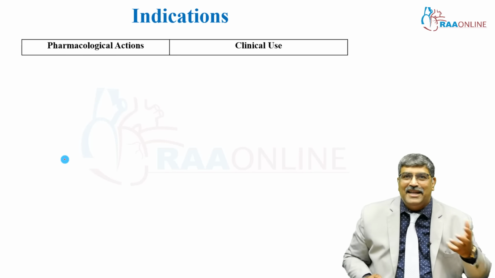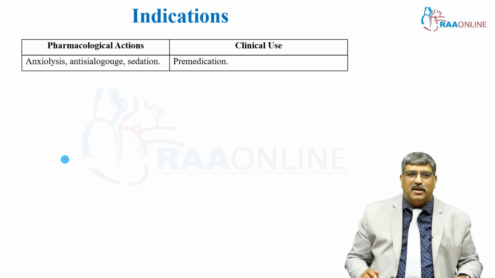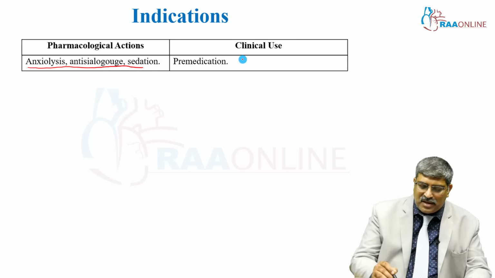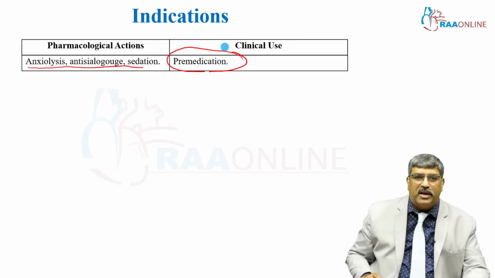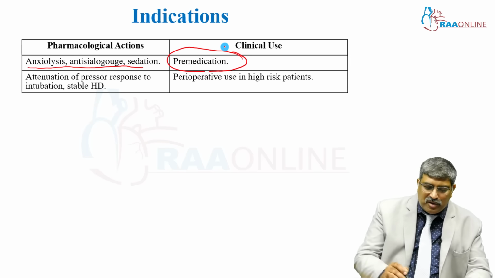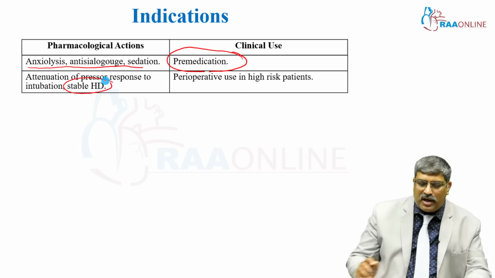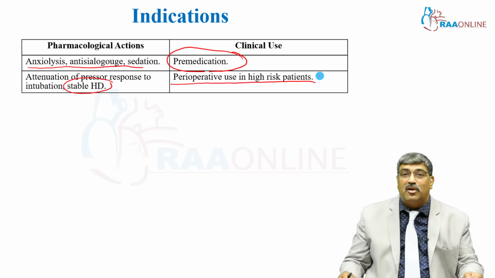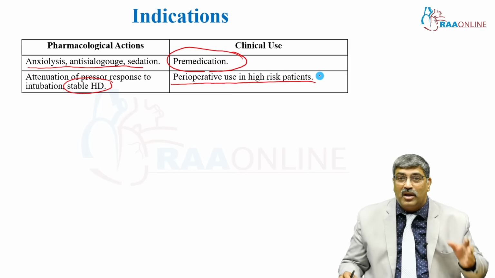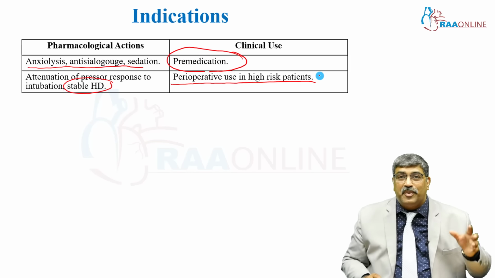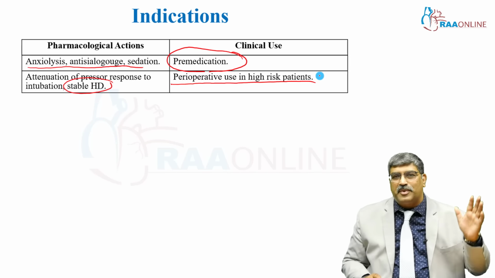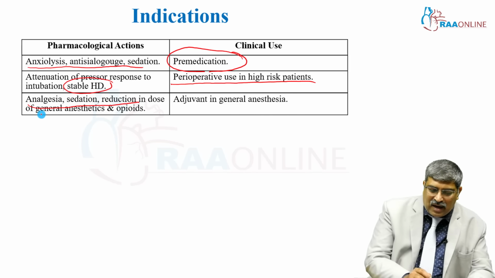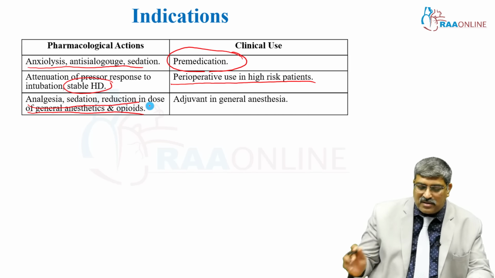Now, coming to the indications for dexmedetomidine. It can be used for anxiolysis, as an anti-sialagogue and for sedation. It makes an attractive pre-medication. Attenuation of intubation response and stable hemodynamics make it a wonderful choice for perioperative use, particularly in high-risk patients with coronary artery disease. In these patients, you want to avoid the intubation response, so dexmedetomidine will be an ideal agent there. It produces analgesia, sedation and reduction of the dose of general anesthetics and opioids.